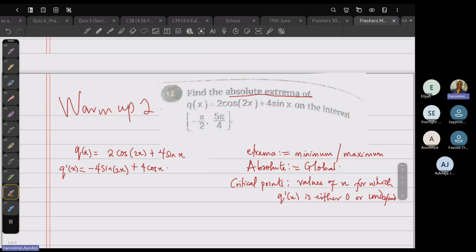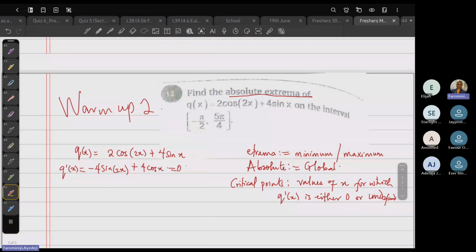Now we go to a little bit technical part. I'm not going to call it uneasy or difficult. So what do I mean by technical here? We said critical points are the points for which q prime of x is either 0 or undefined. So we need to set this equal to 0 and solve for x.